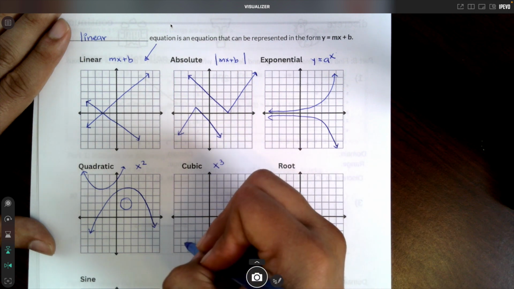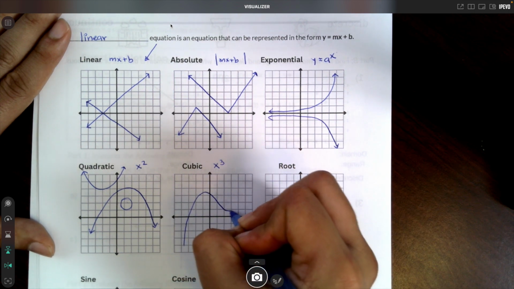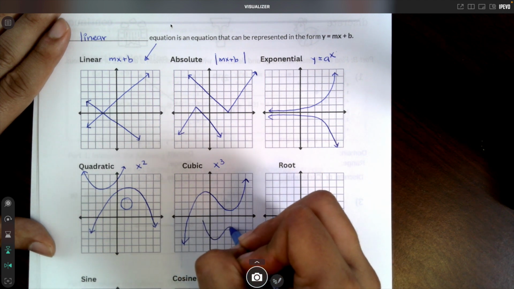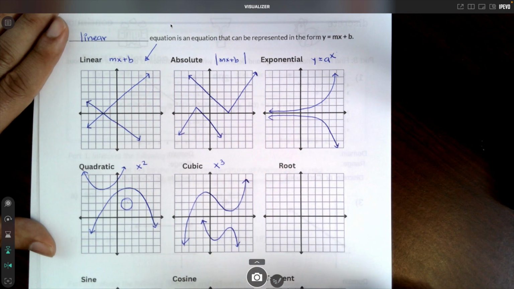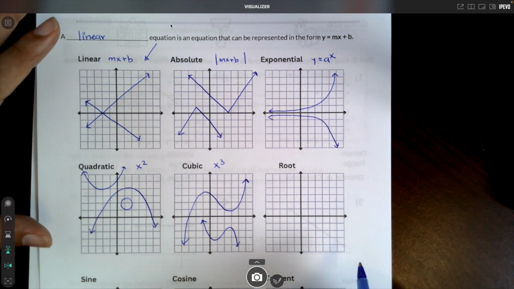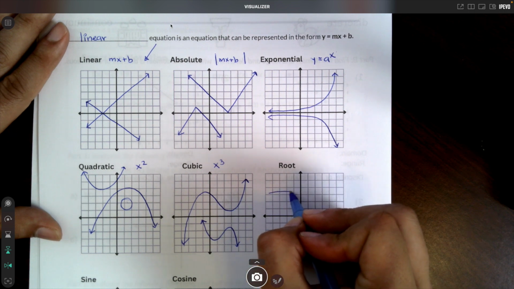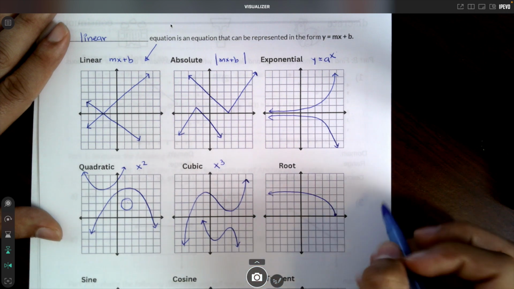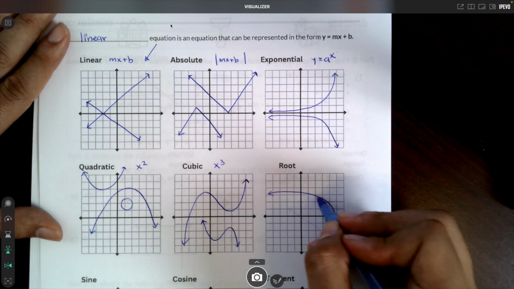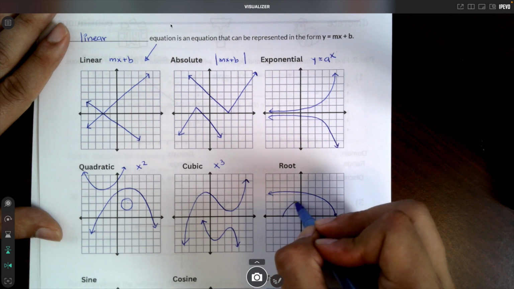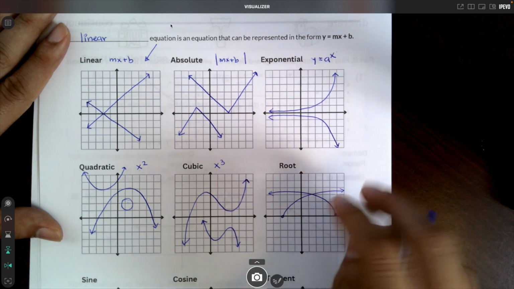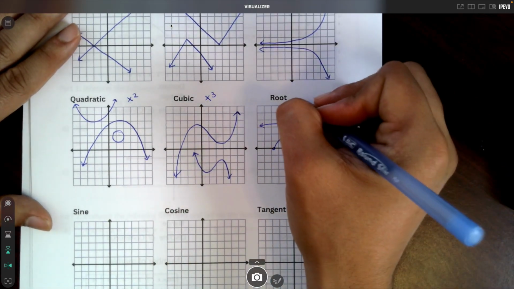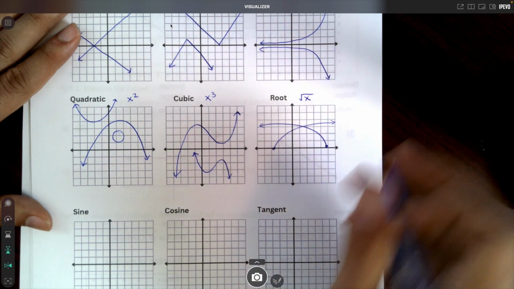A cubic goes up, goes down, and then goes back up. And it can do the opposite. It can go up, down, and then back down. Okay, so these are cubics. Root function is kind of weird. It kind of dies off. It can go up and then down and die off, or it can start down and then go up. And it can also flip. But roots usually have a dying point. And this is what a root function looks like. It's a square root.